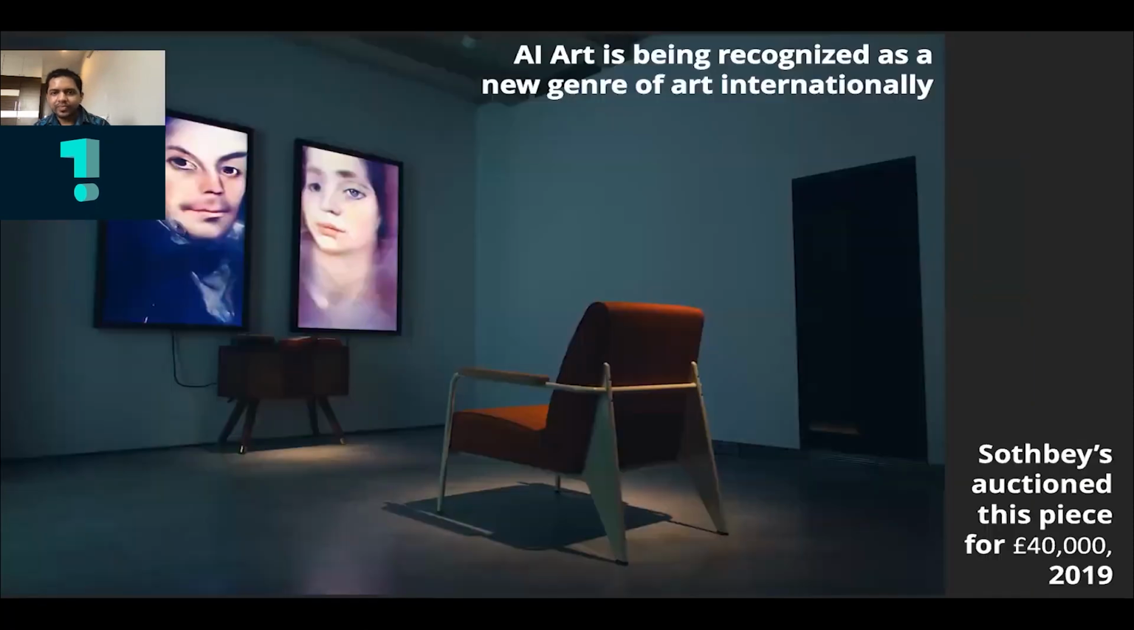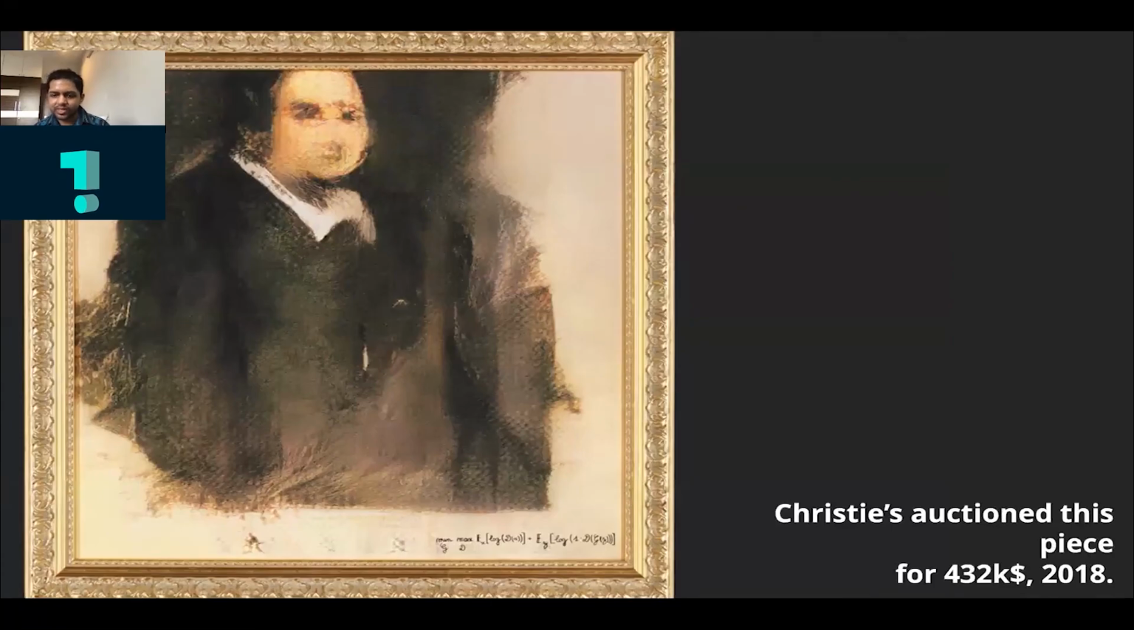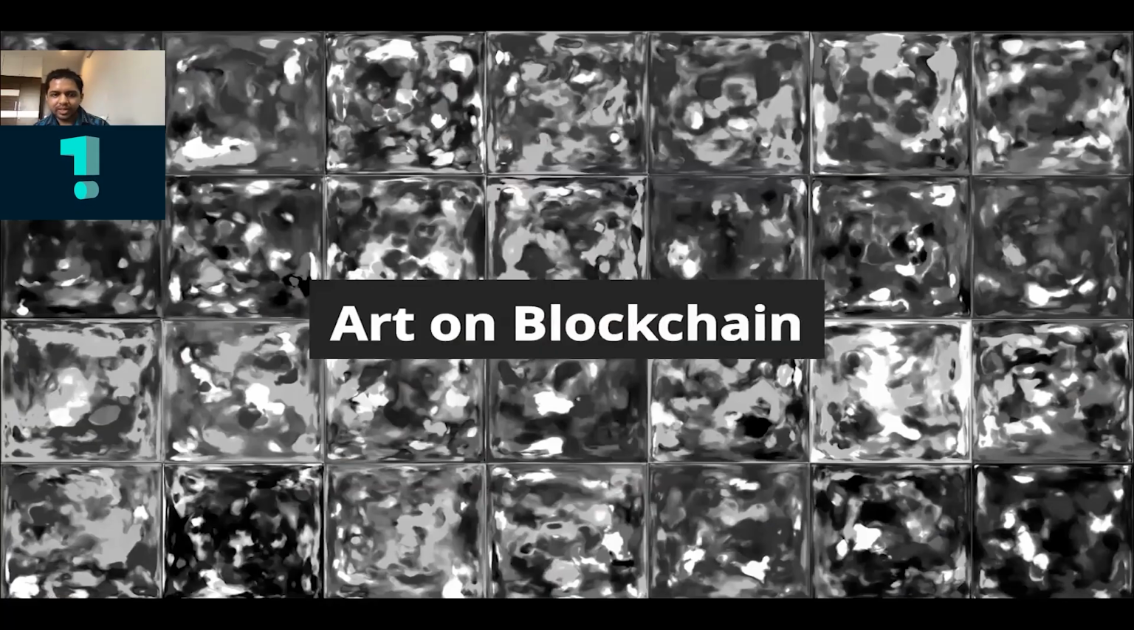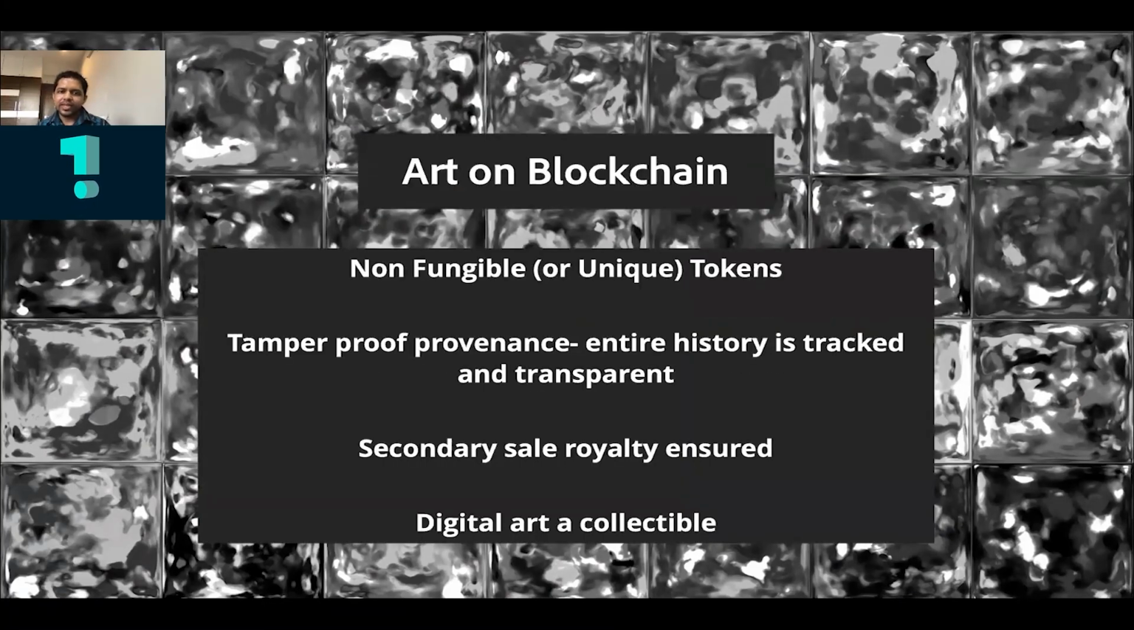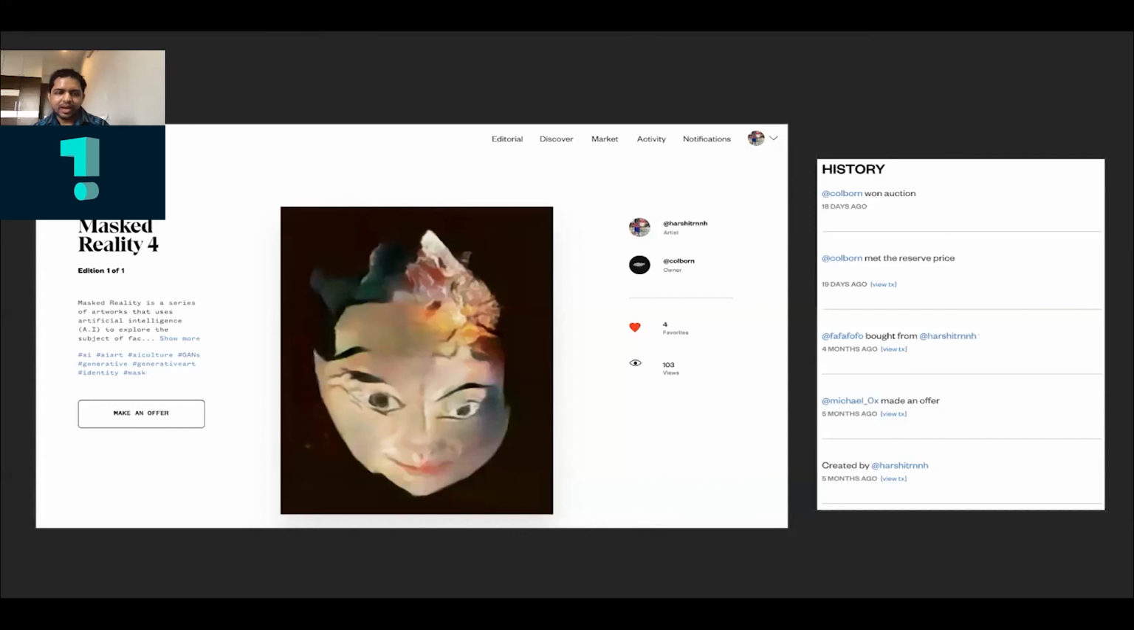And AI art is being recognized as a new genre of art internationally. There have been auctions done both by Sotheby's and Christie's on it. And the last bit is talking about NFTs, which is the idea of putting art on blockchain and making digital art tamper proof and its history tracked in terms of ownership and ensuring secondary sales are also ensured, because now the transaction from one person to other is transparent. And one of the platforms that I work with is called Super Rare, where I put up these NFT artworks.